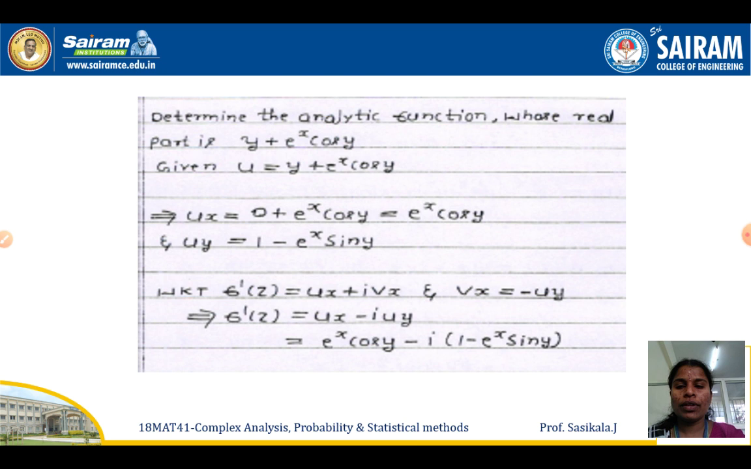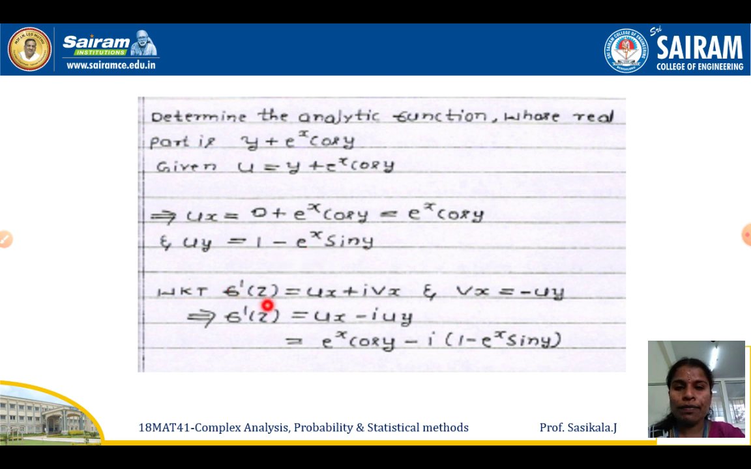Okay. So now the next question: determine the analytic function whose real part is y plus e power x cos y. So what is given? Given as real part, which is u, is equal to y plus e power x into cos y. So what is ux here? ux is 0 plus e power x into cos y, which is equal to e power x into cos y. Differentiation with respect to x, this will be 0, e power x remains e power x. So uy will be, I will get 1 minus, the derivative of cos y will be minus sin y, into e power x will be there. Okay.